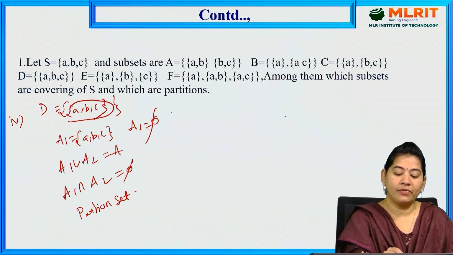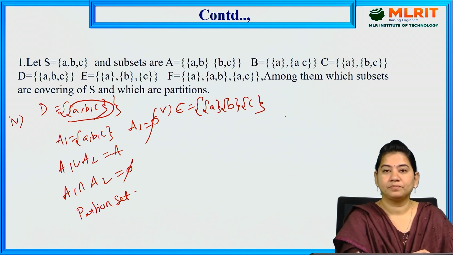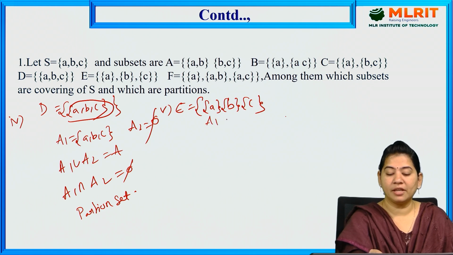So in the same way, if you go with E, so E is equal to A, B, C. Now I am considering A1, A2, A3. If you apply A1 union A2 union A3, you will get the original one.